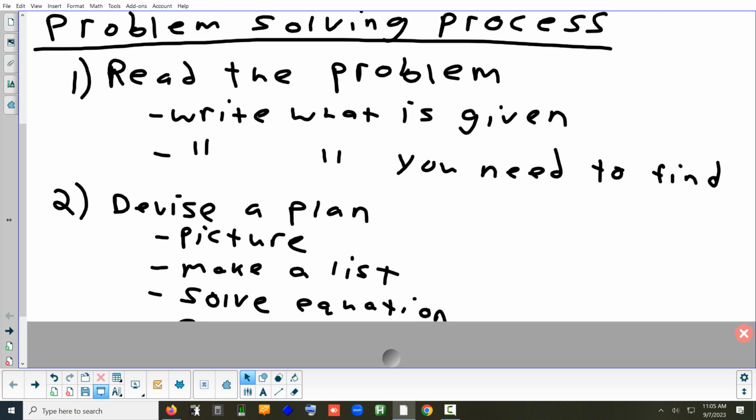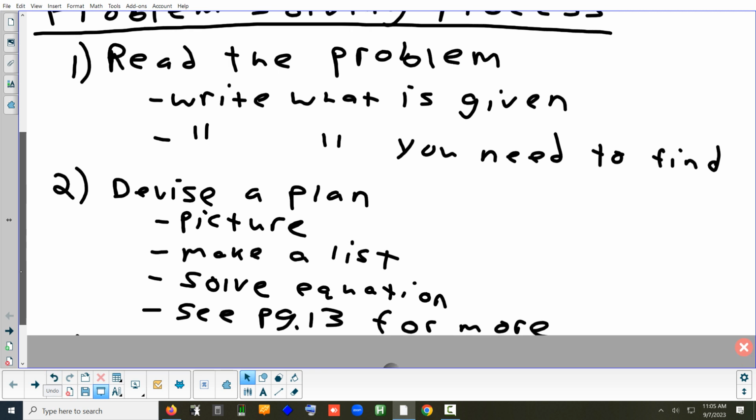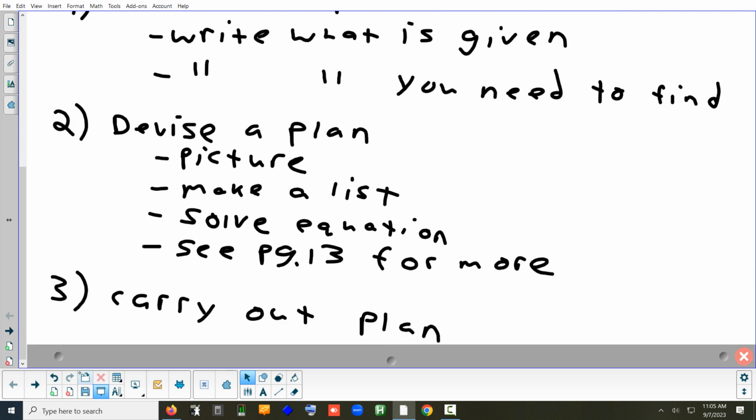Another thing we might use is an equation. If you were trying to figure out maybe the volume of a shape or the area, you'd look up an equation or a formula. Sometimes you have to make your own formula, and that's what we're going to do in our first example.